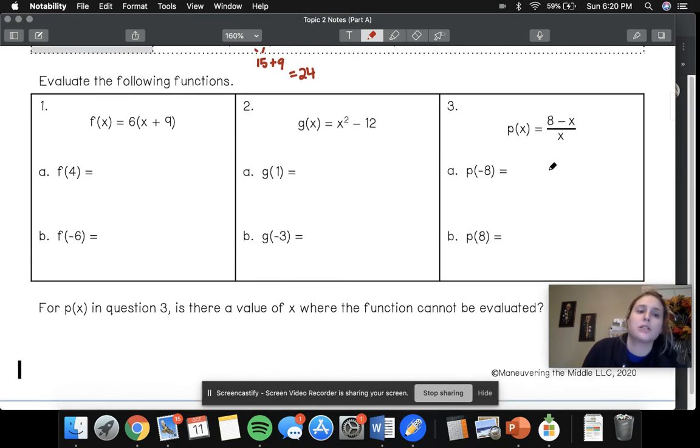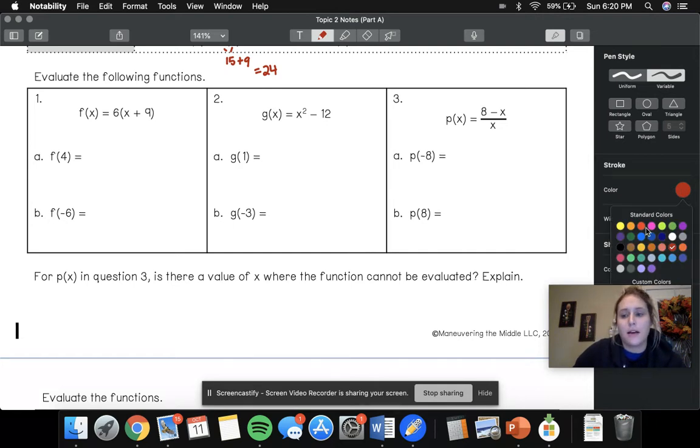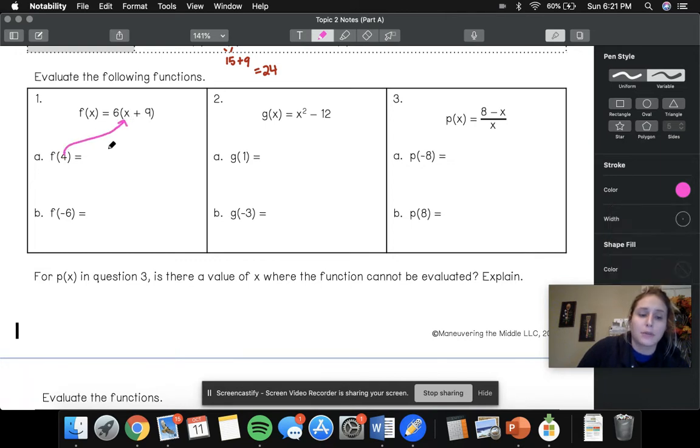Now we're just going to evaluate some functions that look a little bit different. First, we have f of x equal to 6 parentheses x plus 9. You could simplify this if you want, or you can just leave it as is. The first thing I'm going to do is input f of 4. So wherever I see an x, I'm going to put a 4. So f of 4 is 6 parentheses 4 plus 9.